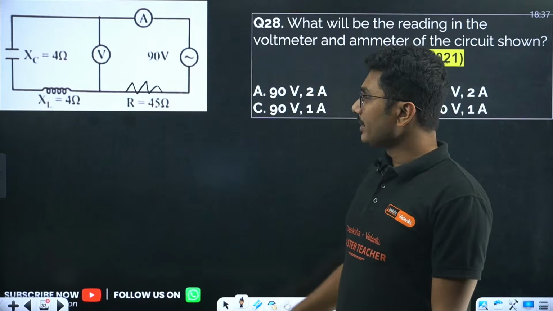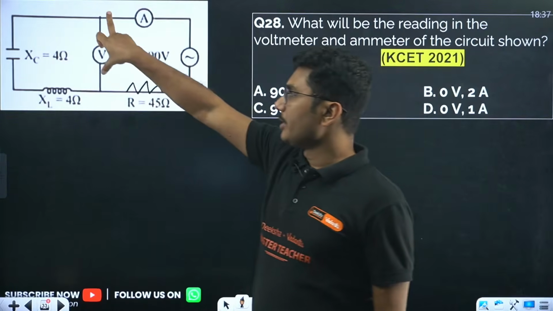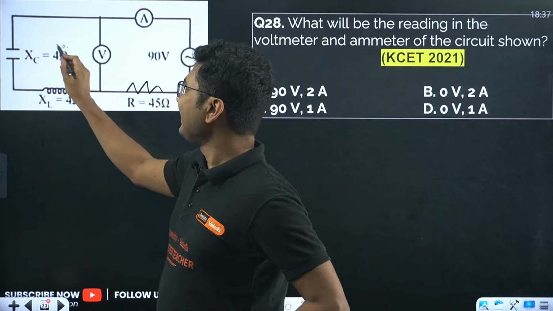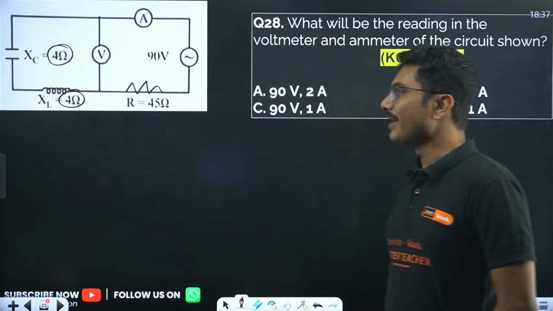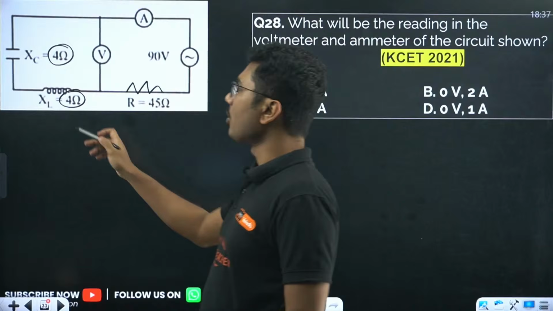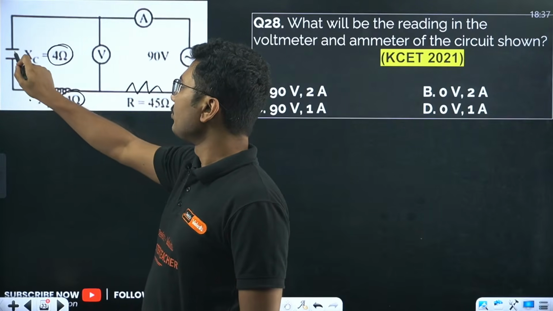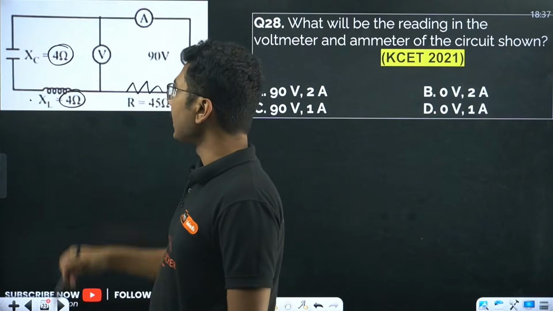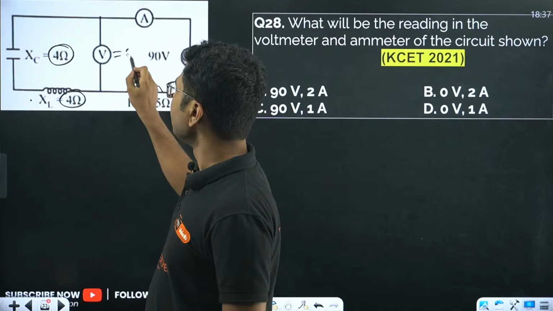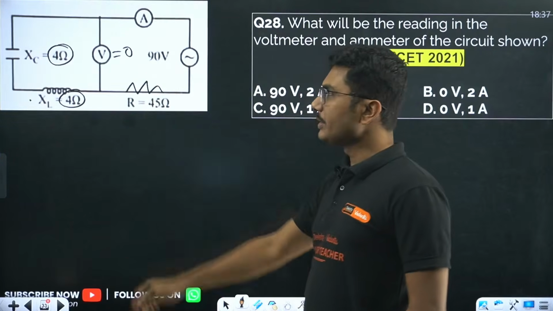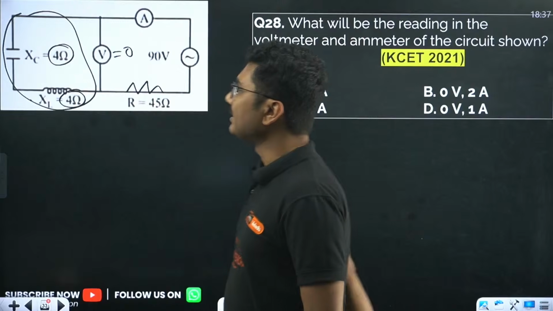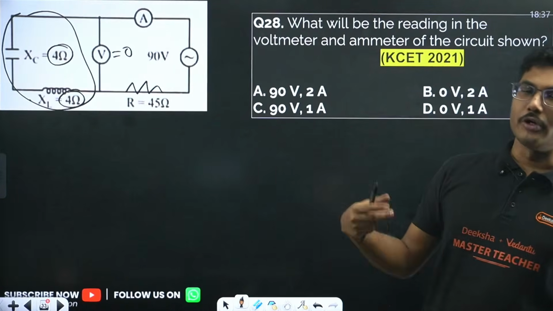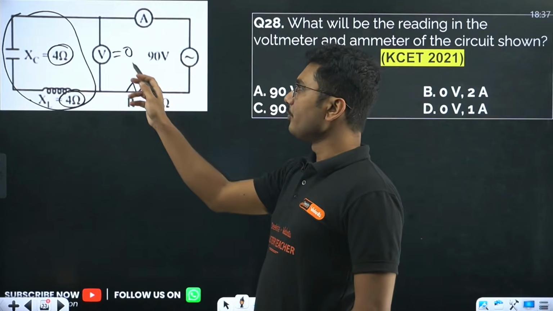Okay, now what is the voltage drop here? If you see that XC and XL values are the same, whatever the voltage drop across this, there will be the same voltage drop but in the opposite direction. So voltage must be 0. Okay, so this circuit will cancel each other in terms of voltage. That means voltage will be 0.